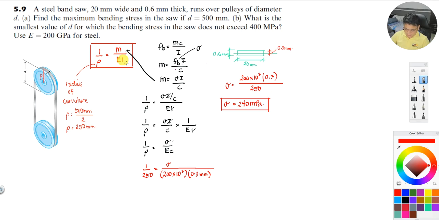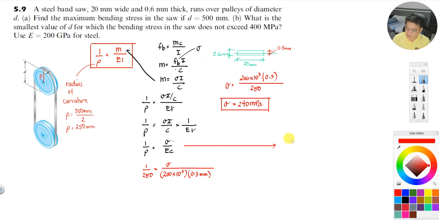We are being asked a question. What is the smallest value of D for which the bending stress shall not exceed... This is the bending stress. Okay, so again from this formula, what we are looking for is D.